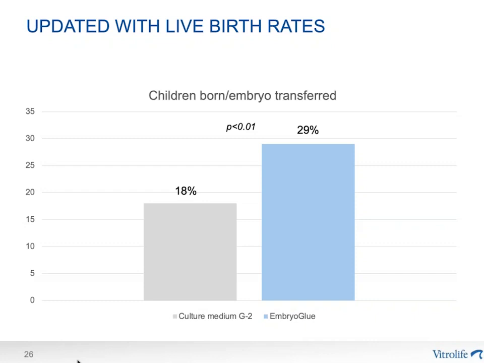It's really important to consider this for a moment, because the only difference between these two groups is that all embryos were cultured in G1 and G2 in the presence of hyaluronan, but the gray column on the left, those embryos were transferred in medium G2. The column on the right, those embryos were transferred in high hyaluronan Embryoglue. It's quite a remarkable observation.